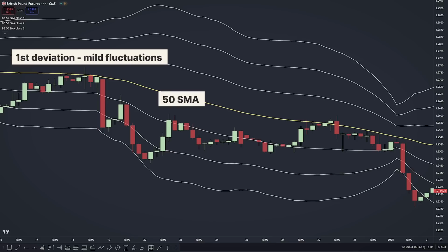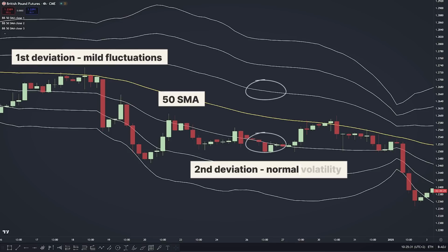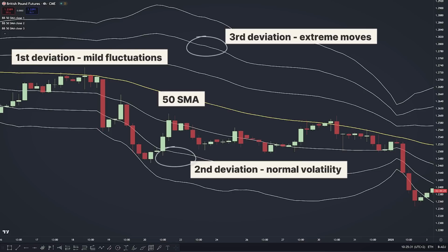These 3 bands help you see different zones of volatility. The first band with 1 deviation is tied to the average, capturing mild fluctuations. The second band is a broader channel that usually contains most of the price action under normal volatility. The third band is the widest, capturing extreme moves.